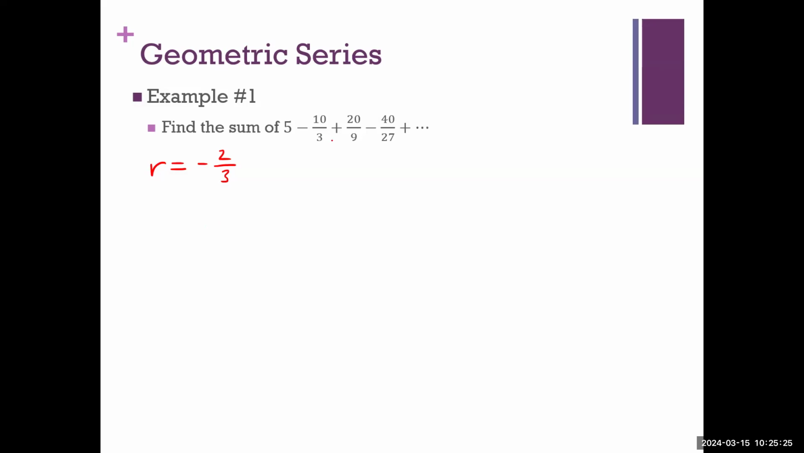Because it's a geometric sequence, I can take any two back-to-back terms. I'll pick these last two, but it really doesn't matter. And I know this: 20/9 times r has to equal negative 40/27, right? That's what makes a geometric sequence a geometric sequence. So if I divide by 20/9, what do I get? That's the same as times 9/20.